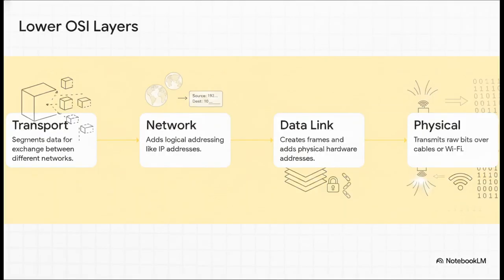Okay, let's finish our descent into the hardware-facing lower layers of this factory. So, Layer 4, the transport layer, takes that massive chunk of data and chops it into manageable, bite-sized pieces called segments. Then, it passes down to Layer 3, the network layer, which slaps on those logical IP addresses we talked about earlier, both the source and the destination. Next up is Layer 2, the data link layer, which bundles the data into frames and adds the physical hardware addresses.